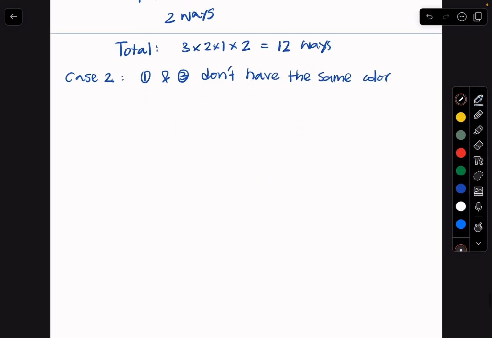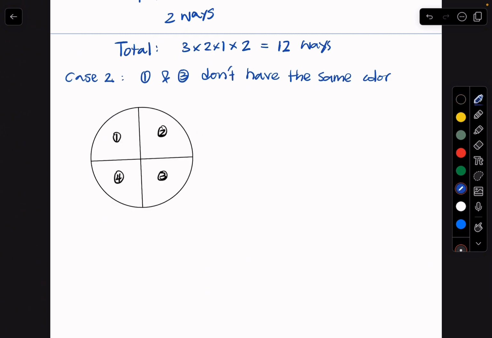So I guess I'm going to redraw the diagram again. Okay, so for the second case, of course, the idea will just be very similar to the first case. So we're still going to use multiplication principle. In step 1, we're choosing the color for the first region, which we have 3 ways. This is because I have 3 colors. Okay, step 2, we're choosing the color for the second spot.